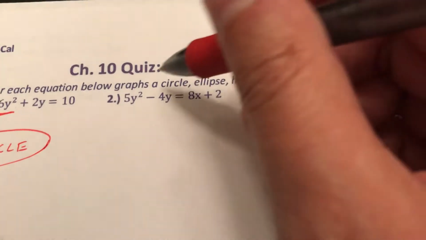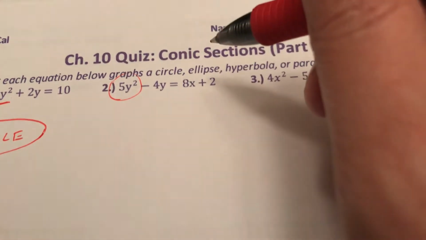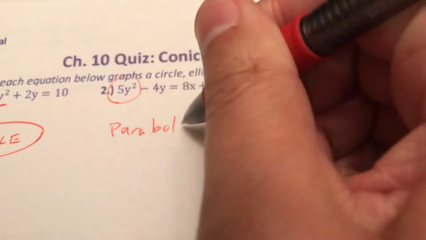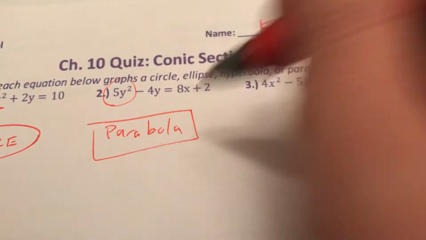Okay, number 2. Notice we only have one squared term, so pretty straightforward. That ends up being a parabola. It's going to be a sideways parabola.